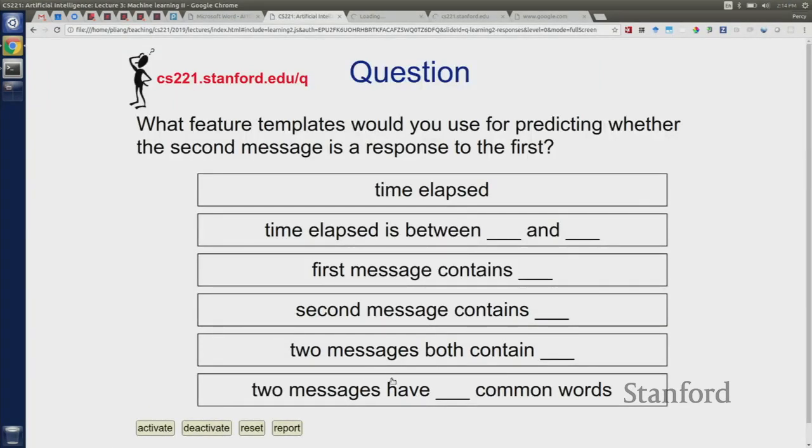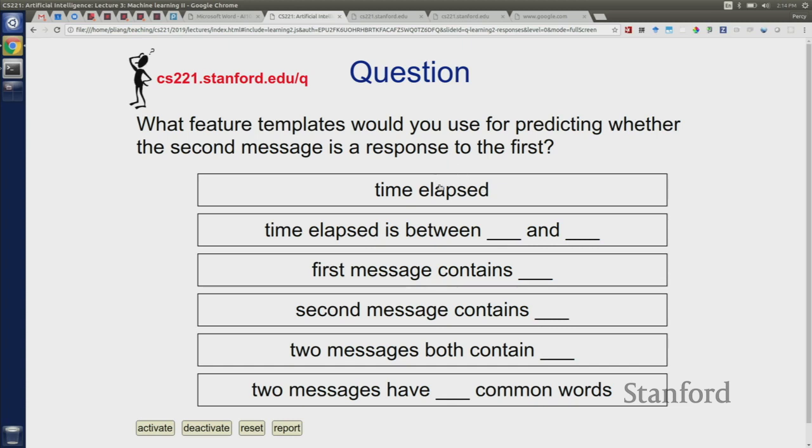2 messages can both contain a word, or 2 messages have n words in common, like 1 or 2. Okay, so how many of you think the first feature, time elapsed, is a good one to use? How many of you think the second one's a good feature to use? How many of you raised your hand twice?